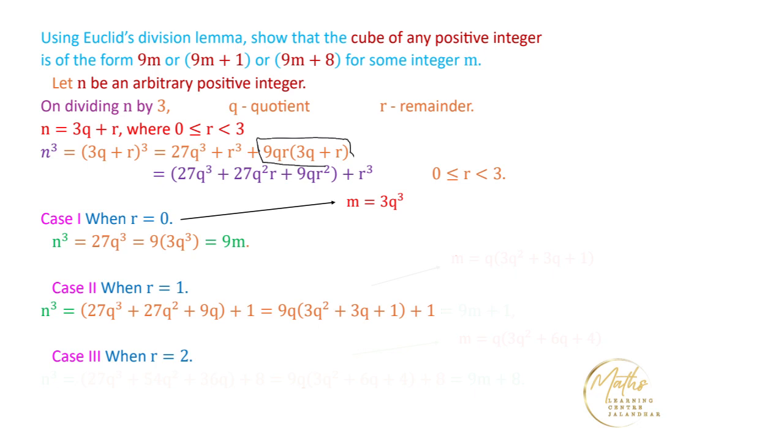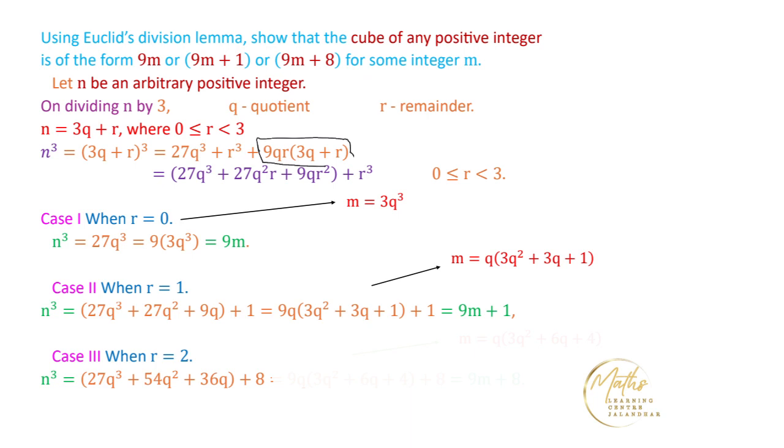Now if we substitute q into 3q square plus 3q plus 1 equal to m, we get that n cube is of the form 9m plus 1. In the last case, when r is equal to 2, the value of n cube is equal to 27q cube plus 54q square plus 36q plus 8.